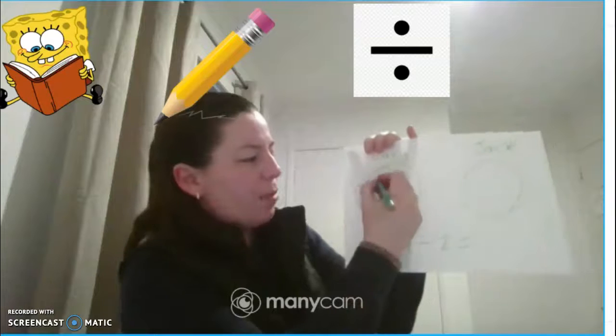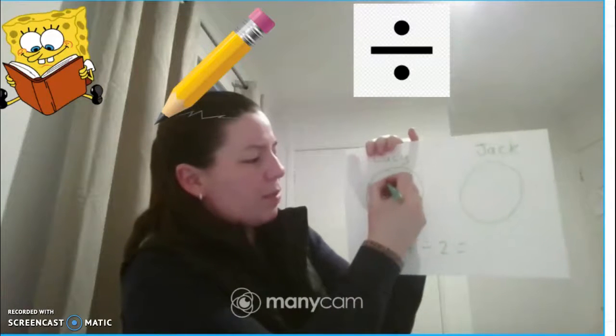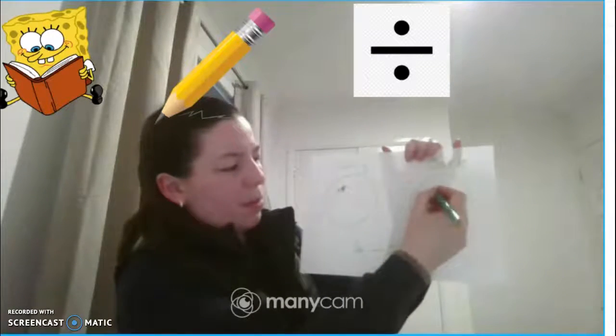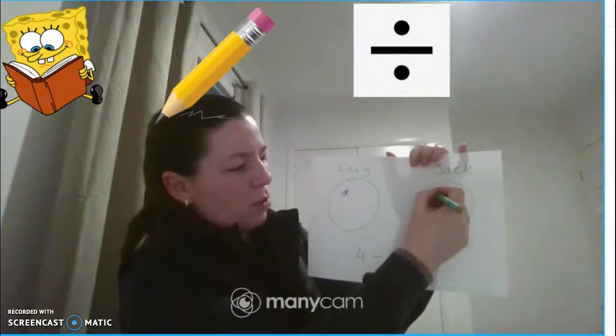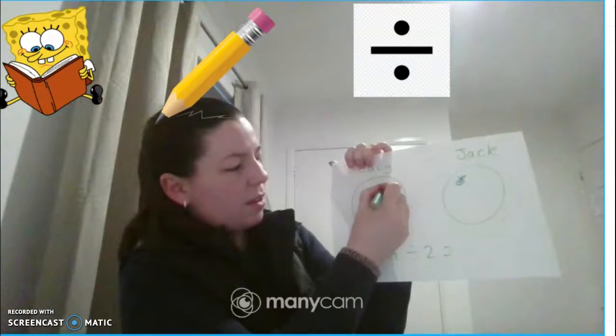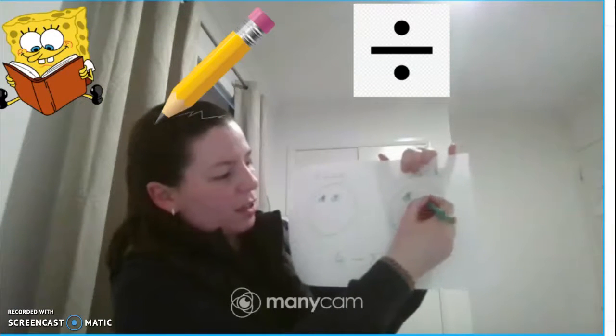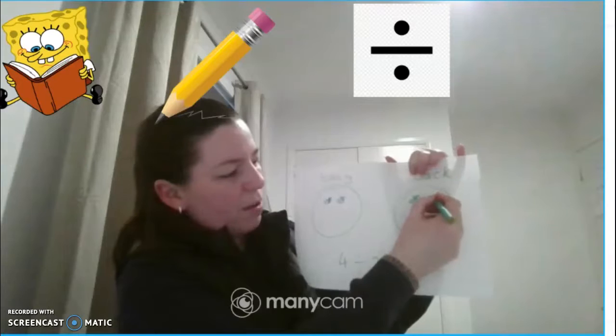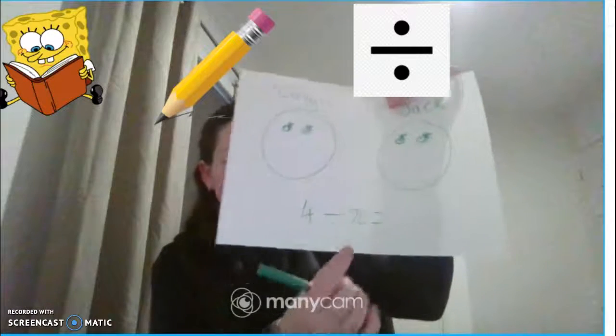So we start with 4 apples. I'm going to give 1 apple to Lucy, which means I've then got to give 1 apple to Jack. So that's 2. Another apple for Lucy, that's 3. The last apple goes to Jack. So I've shared 4 apples between 2 people.